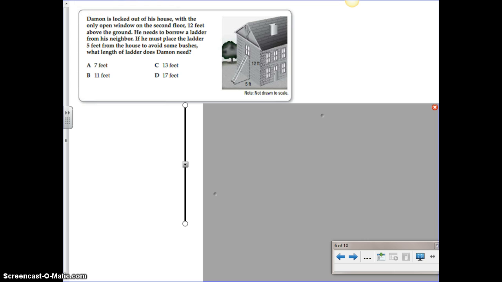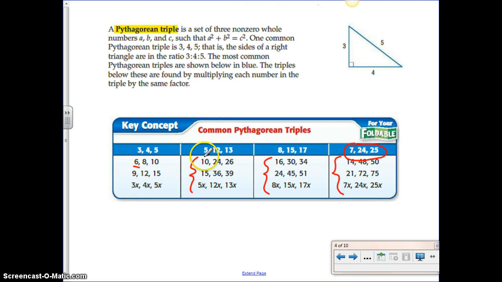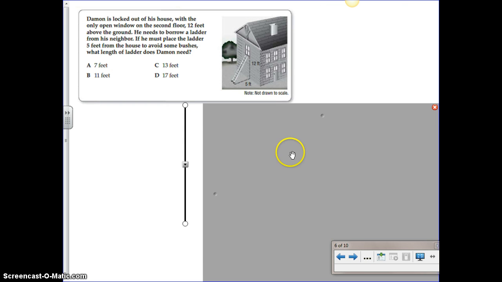So take a look at this problem. We'll give you a couple seconds to see if you can figure out the answer using those common triples. We have a side of 12 feet high, and the ladder is 5 feet from the house. So let's take a look back, 5 and 12. It looks like the length of the ladder is going to be 13.